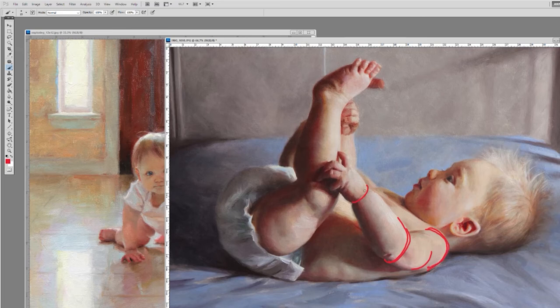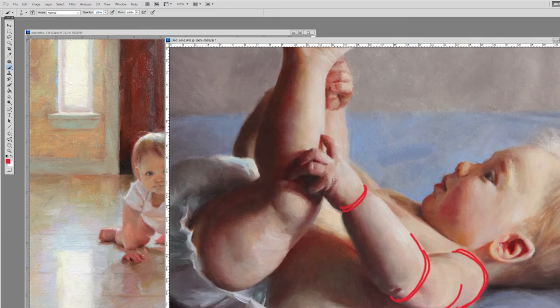And be looking for subtle shadows here at the wrist, because that's where you see those wrist dimples. There's going to be little dimples in the hands. Adults have knuckles and babies just have these little dimples that kind of show up. And so you can look for those.